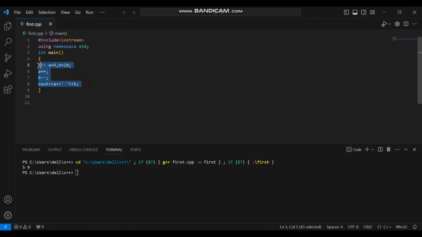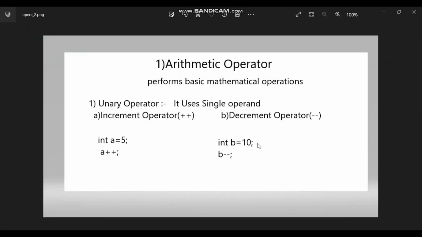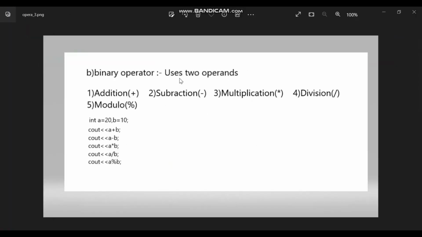The second type of operators in arithmetic operator is the binary operator. Binary operator means it uses two operands. In the binary operator we have addition, subtraction, multiplication, division and modulo. You already know about the first four, and the fifth one is the modulo operator. Modulo operator returns the remainder when one number is divided by the other.